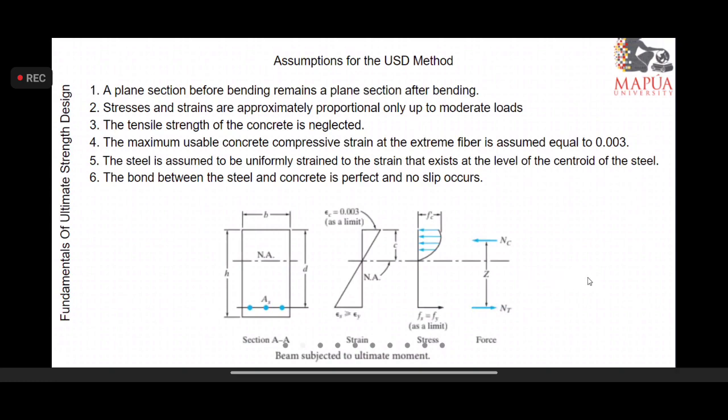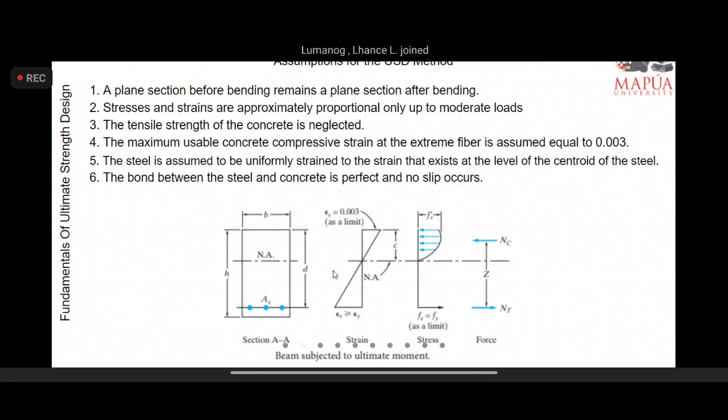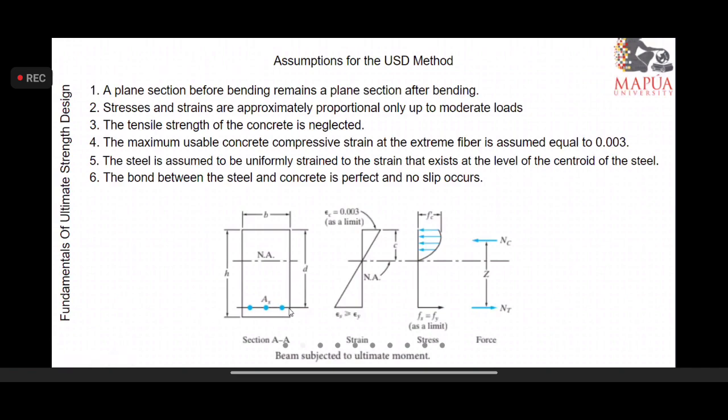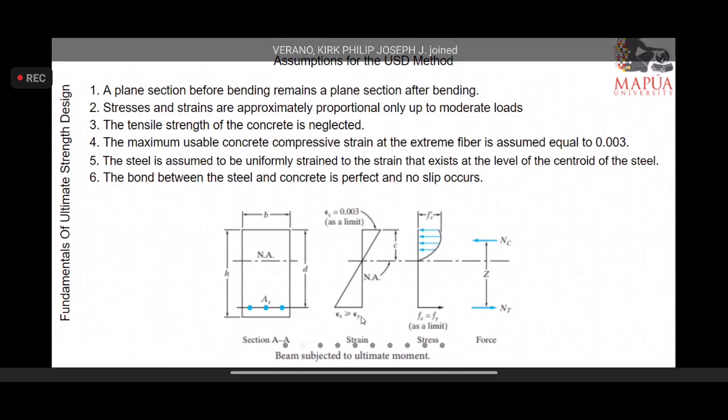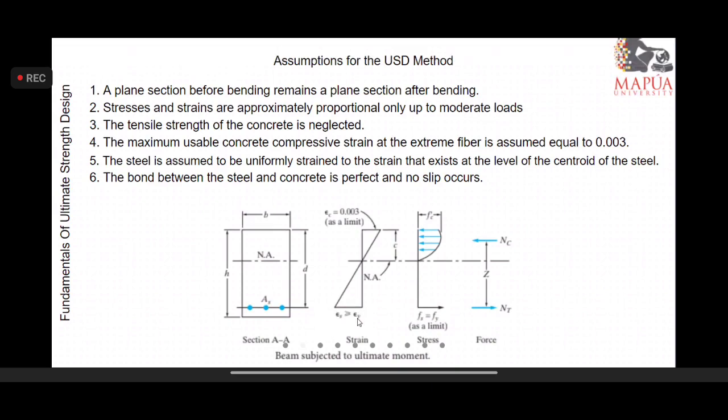And if we are going to look into the model section of this USD, we have this as the neutral axis, and the main reinforcing bars. The strain diagram is presented accordingly, as indicated in the assumption that the maximum usable compressive strain for concrete is 0.003. And this must be depicted with the strain of the steel, which must be greater than or equal to the yield strain of the steel.